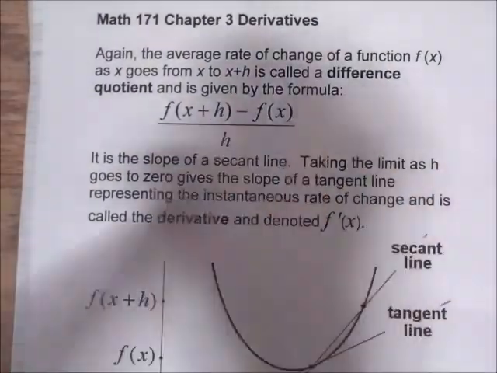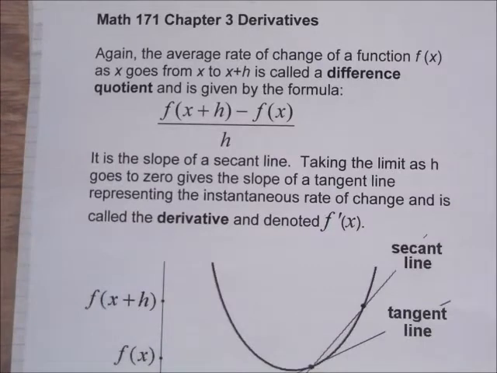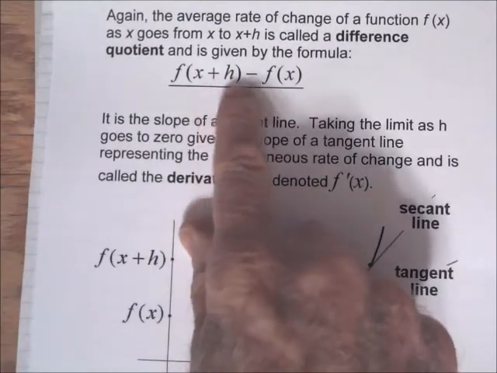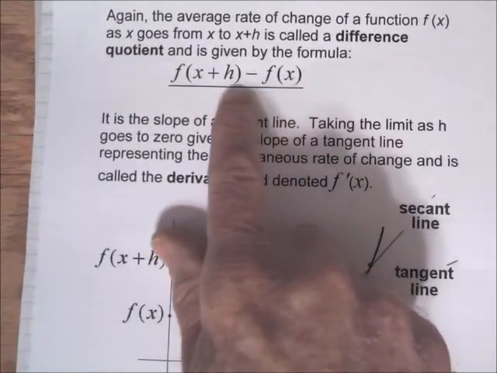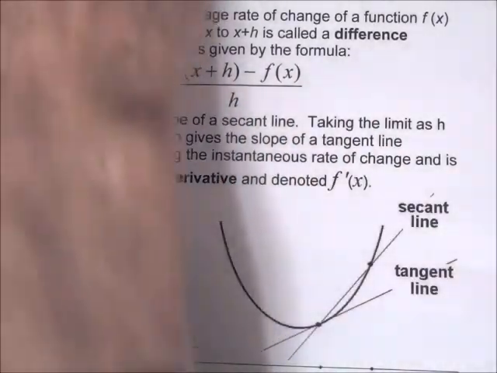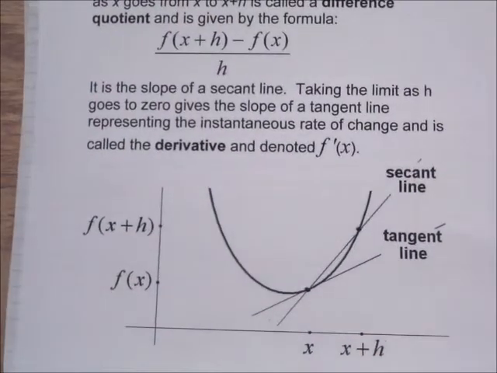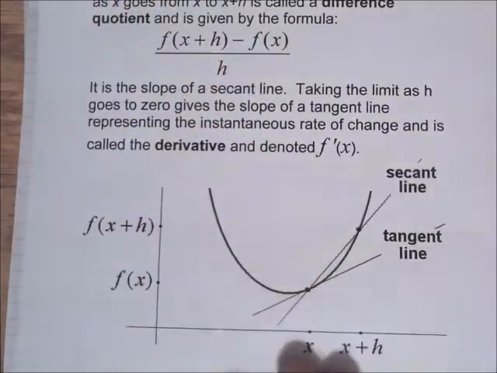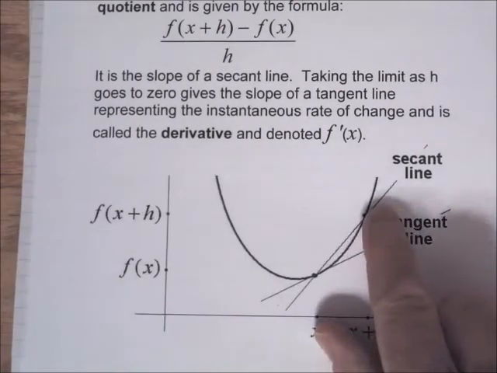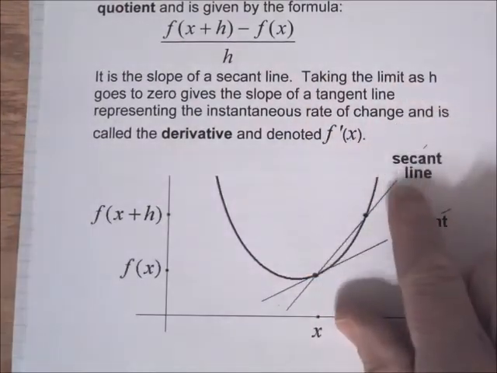Okay, Chapter 3, Derivatives. So here's another example. And just to review, the difference quotient gives the average rate of change as function x goes from x to x plus h. It's actually the slope of the secant line. It's basically the same formula, just a different notation for the same formula as the slope that you may have studied in intermediate algebra. But anyway, this gives the slope of the secant line.